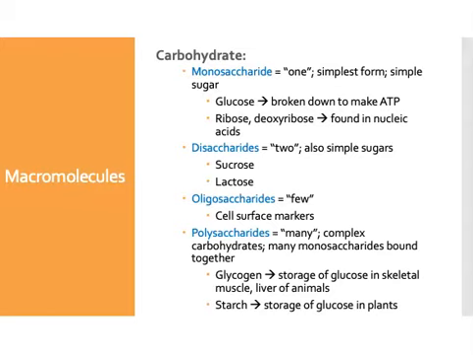Starch is a common polysaccharide found in plants, and it's a lot like glycogen. It's made up of individual glucose units, many of them, all covalently bound together to produce this molecule called starch. And just like glycogen helps the animal cell store glucose, starch helps the plant cell store glucose.